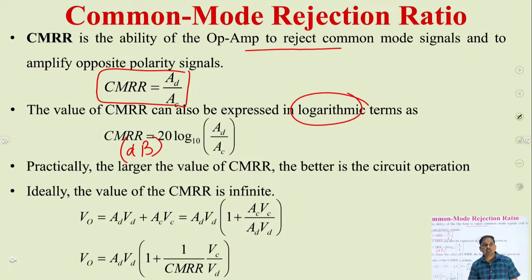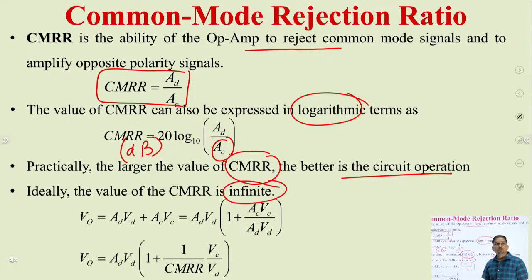We will see later on in the numerical that the larger the value of CMRR, the better is the circuit operation. Ideally the CMRR is infinite because the common mode gain Ac has to be very small, or ideally Ac is equal to 0. So something by 0 gives a result which is infinite. We will use CMRR equal to infinite when we see the difference between the ideal and the practical op-amp.